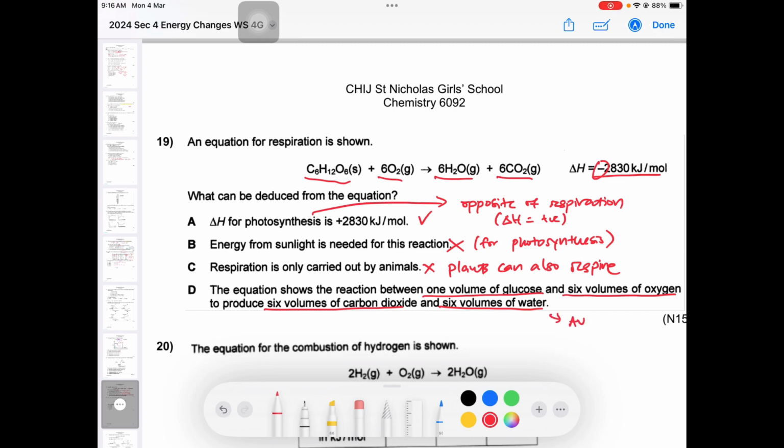Now for this particular option, they're actually testing you on your understanding of Avogadro's gas law, where 1 mole of any gas will always occupy 24 dm cubed at RTP. But you have to notice that glucose is a solid. So being a solid, Avogadro's gas law is not going to apply to glucose. So the correct answer is A.